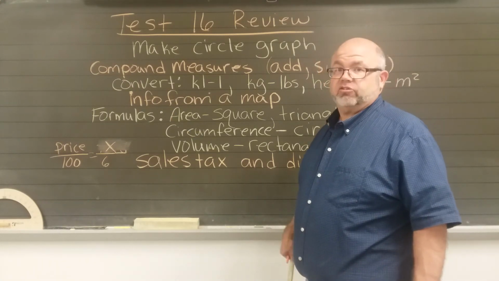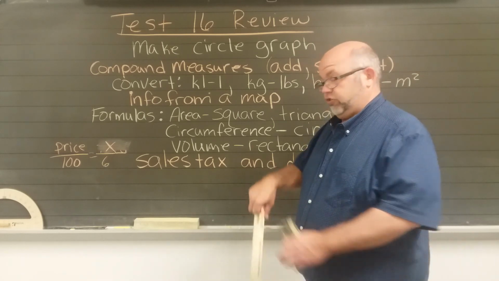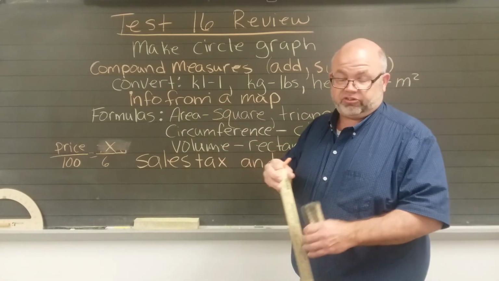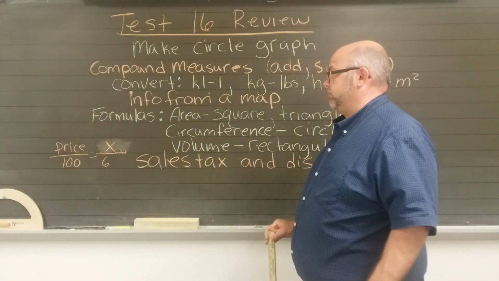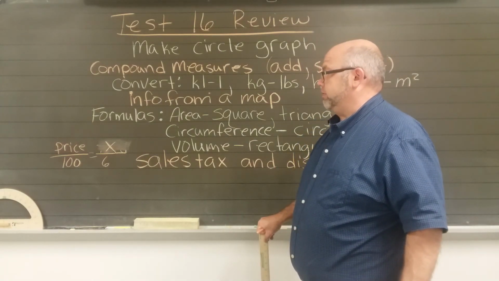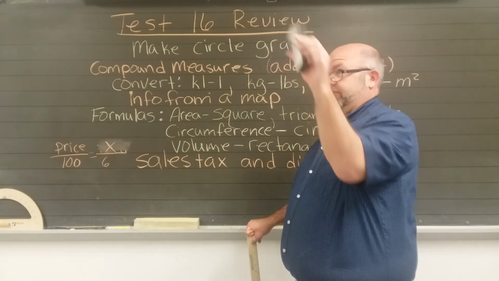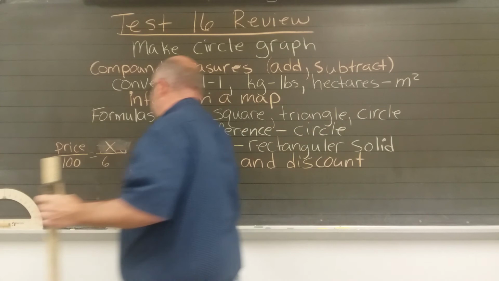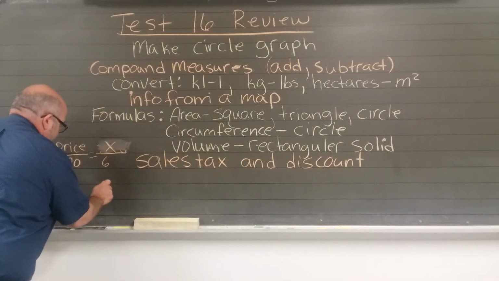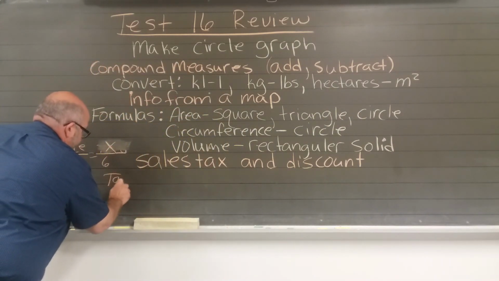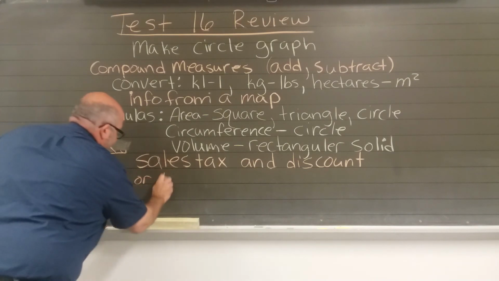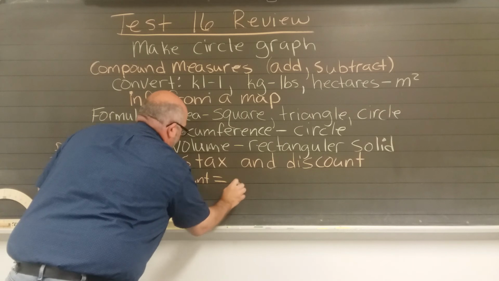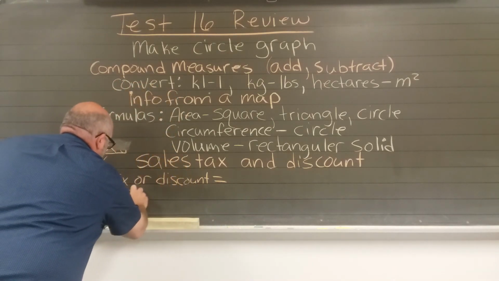I need 2 answers, and I need 2 answers on the spaces where I can see that. Not just somewhere in your work you happen to have the right answer and I notice it. So your final should be either tax or discount equals, and then final price, something like that.